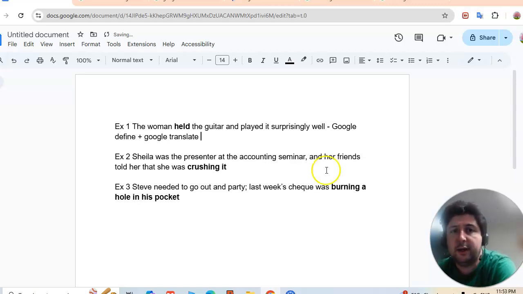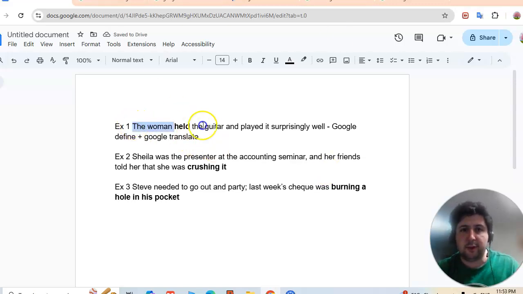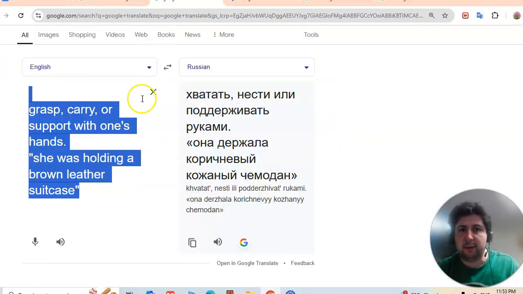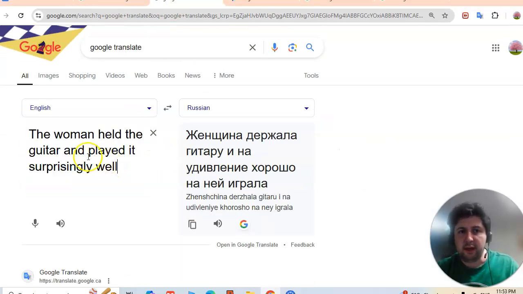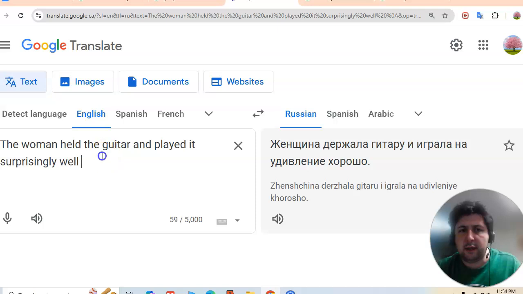Now, one other thing to note here. The woman held the guitar and played it surprisingly well. I don't know why this is the case, but if you were doing English to Russian here: Женщина держала гитару и на удивление хорошо на ней играла. And then you put it in.